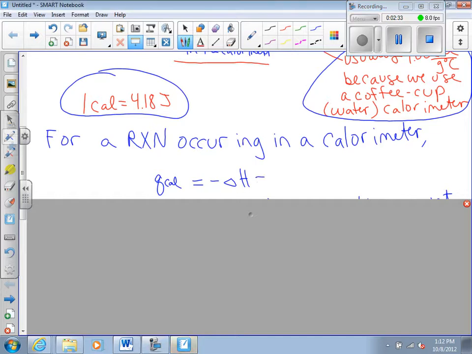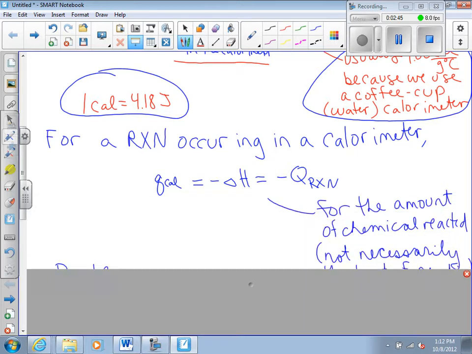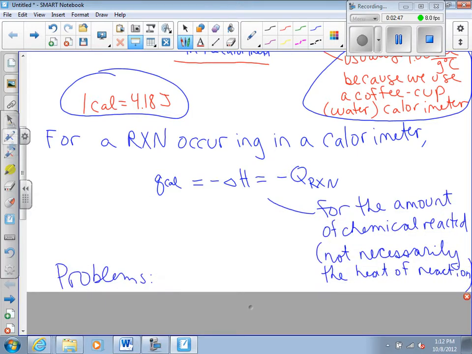Sometimes we write this as Q reaction. Notice we don't write delta H reaction because it's not the heat of reaction. It's for the amount of chemical that has reacted, which is not necessarily the heat of reaction. This delta H here is not necessarily the heat of reaction. This whole thing is for the amount of chemical reacted. So it's the amount of heat produced or used for the amount of chemical that's reacted.